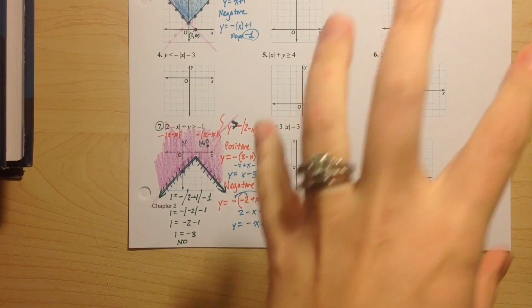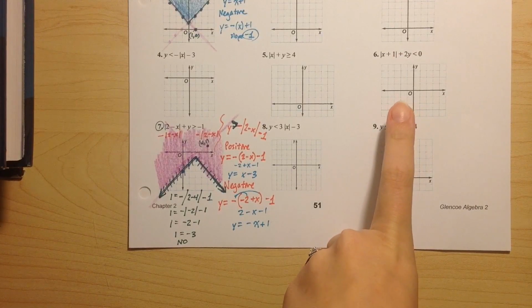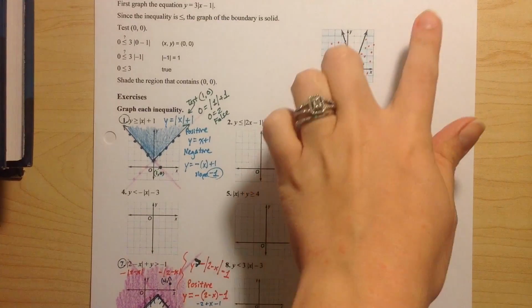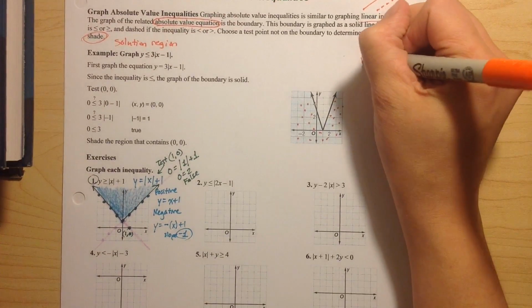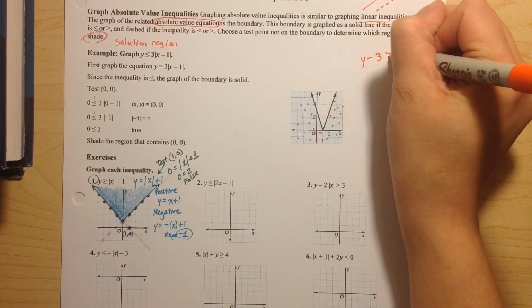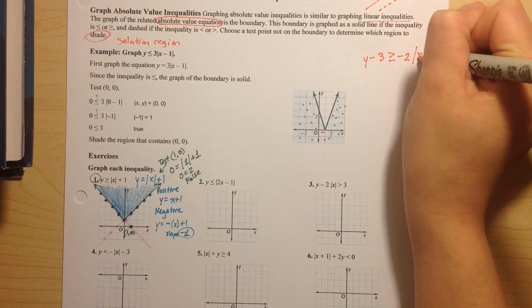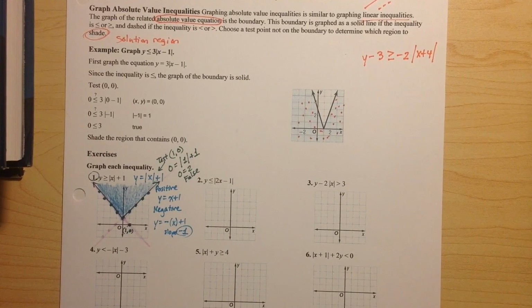Let's not do one on your page, but I am going to utilize, I think, this graph, maybe this graph, one of those. Let's just use this space over here to write it. So, let's say I had y minus 3 is greater than or equal to negative 2 absolute value of x plus 4 in absolute value. I wanted you guys to see this one because it has a lot of stuff going on. Just like number 7 had a lot of stuff, this has a couple more things.